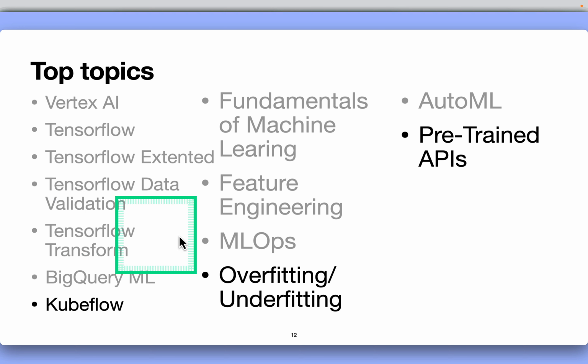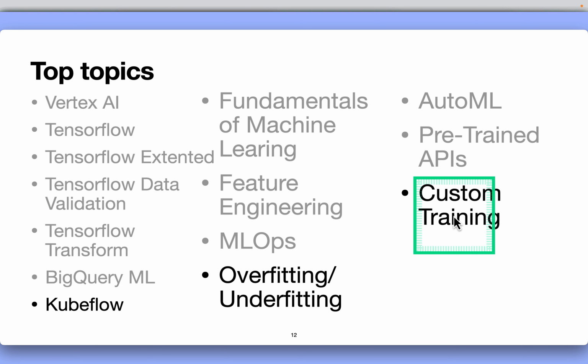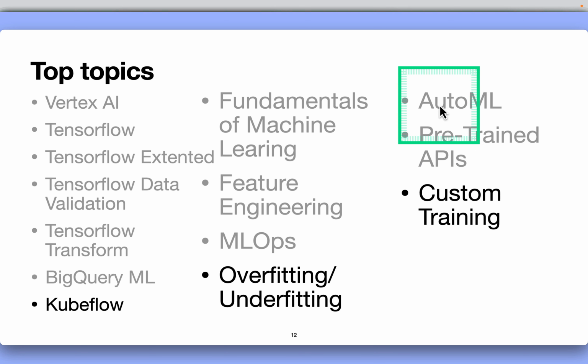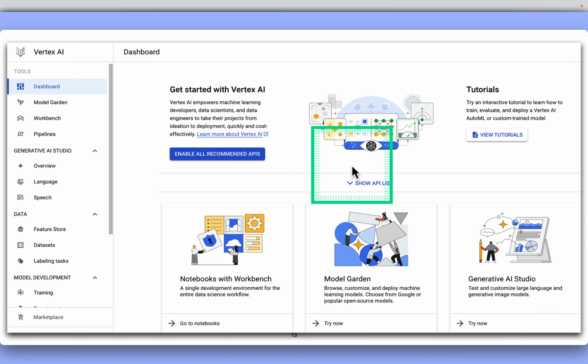Then you have your custom training, when you want maximum control. So this is if you want maximum control. This is the easiest, medium, hardest. Then make sure you're comfortable with training-serving skew and drift detection. This is again tied back to ML Ops.